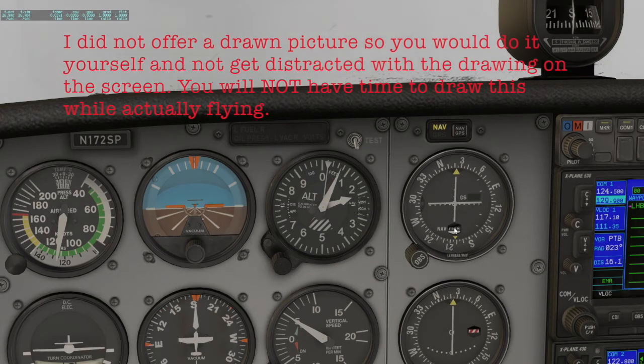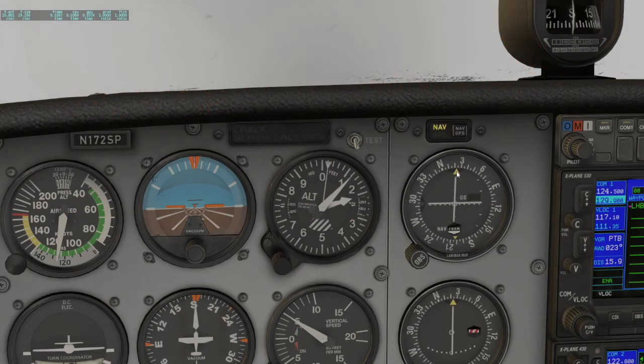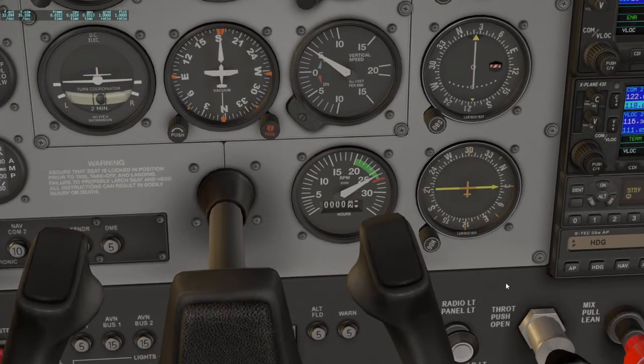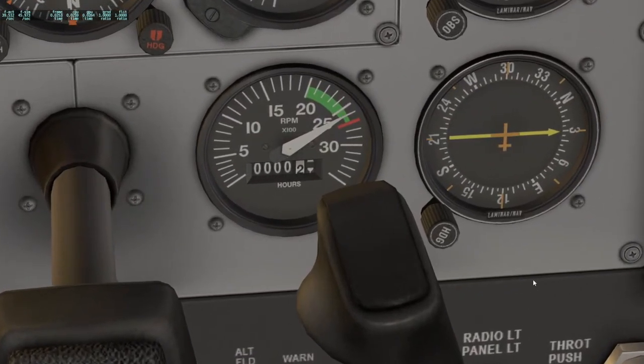I have now a from indication and the needle is centered. That means I am currently on that radial. I'm pretty much on the 020 radial, 022 radial, as you can see, and of course I keep moving and it's changing. Then I come back here to my cheat sheet.